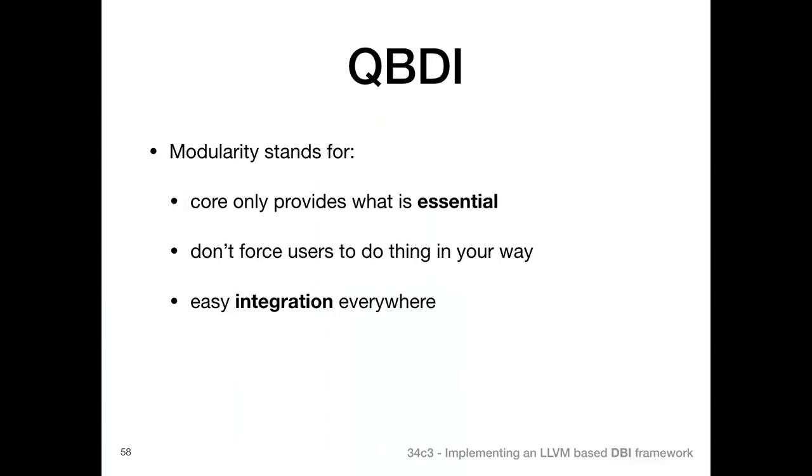By this, what we mean is basically the core engine of the DBI should only do what is essential for DBI. So no anti-VM stuff or anything related to anti-debug. I don't know, everything which is not part of the DBI. And the other idea of keeping things simple is that you don't force users to do things your way. Basically, we don't have one injection method that you need to use, that forces you to do things in a certain way and limits you.